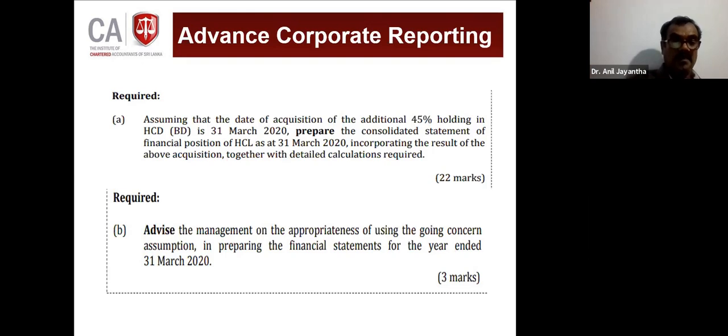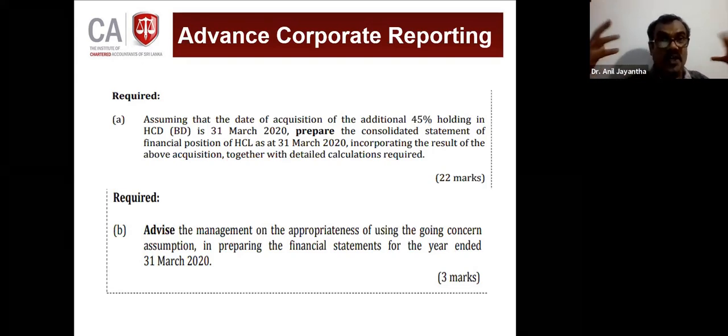Then part B, advice. Just see, the action verb is totally different. When you give an advice, you have the freedom of interpreting because you are the king there. Because advice cannot be given to someone who doesn't have adequate knowledge. Therefore, you are supposed to have that knowledge.